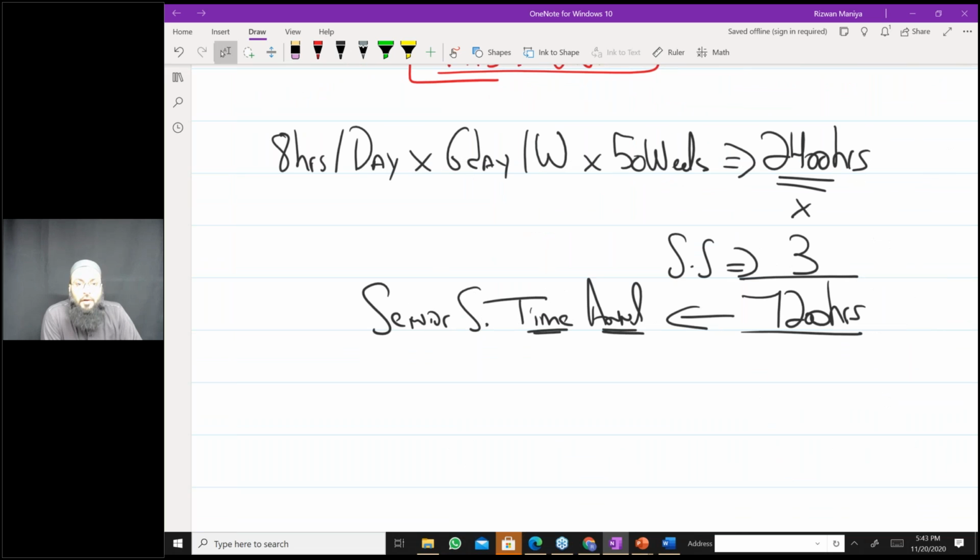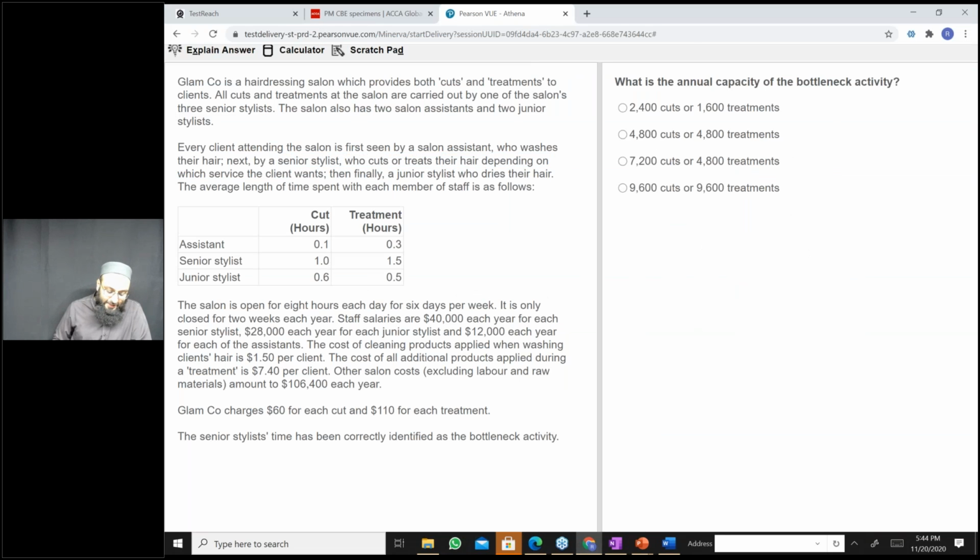7,200 hours are available for senior stylists. If the salon is open for 2,400 hours in a year and there are 3 senior stylists, each will work 2,400 hours, and all together you will have 7,200. Where do I get 3 from? It's very clear, I've mentioned it so many times. Here it says 3 senior stylists. I'm highlighting that as well.